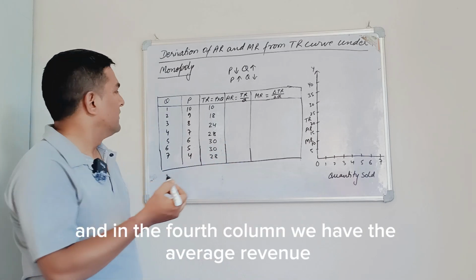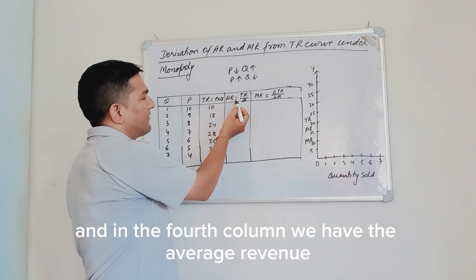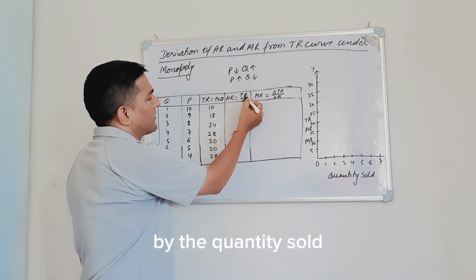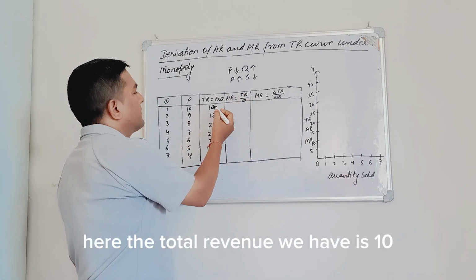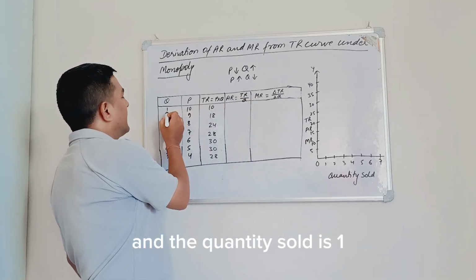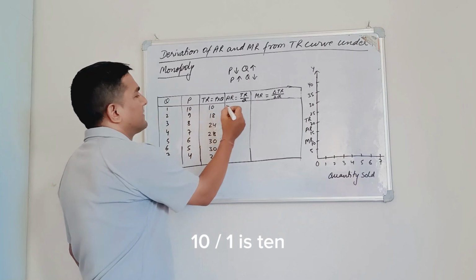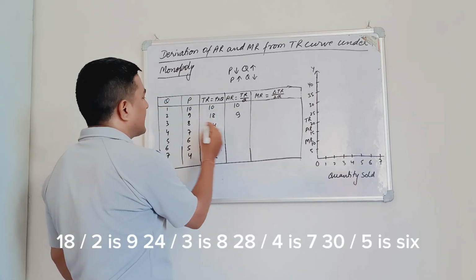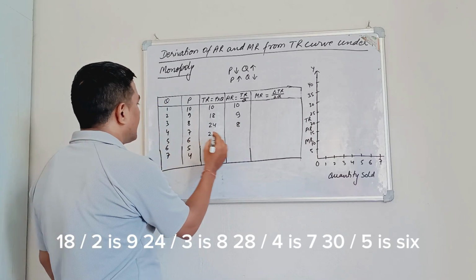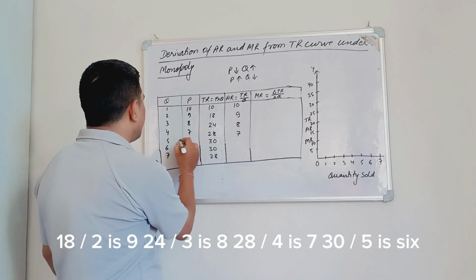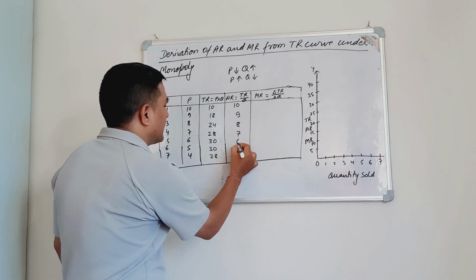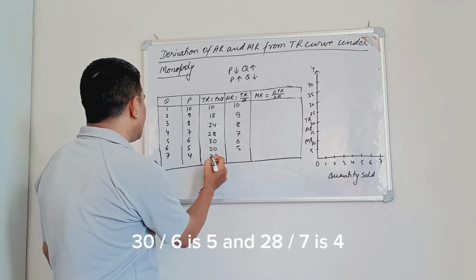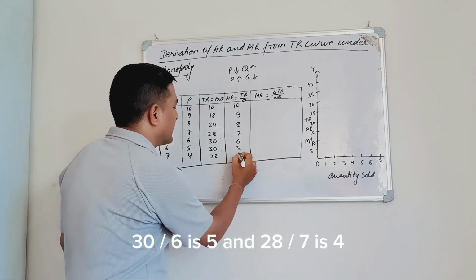And in the fourth column we have the average revenue, and average revenue is obtained by dividing the total revenue by the quantity sold. Here the total revenue we have is 10 and the quantity sold is 1. 10 divided by 1 is 10. 18 divided by 2 is 9. 24 divided by 3 is 8. 28 divided by 4 is 7. 30 divided by 5 is 6. 30 divided by 6 is 5. And 28 divided by 7 is 4.